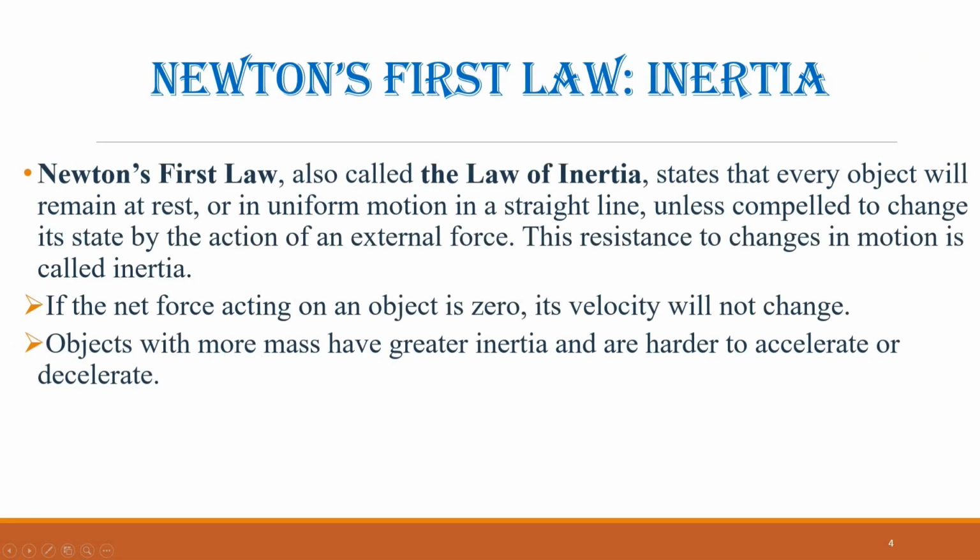Newton's first law, inertia. Newton's first law, also called the law of inertia, states that every object will remain at rest, or in uniform motion in a straight line, unless compelled to change its state by the action of an external force. This resistance to changes in motion is called inertia. If the net force acting on an object is zero, its velocity will not change. Objects with more mass have greater inertia and are harder to accelerate or decelerate.